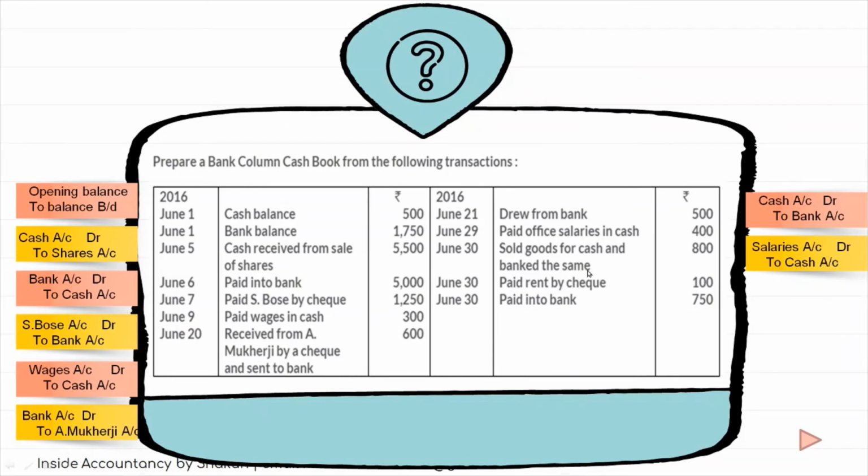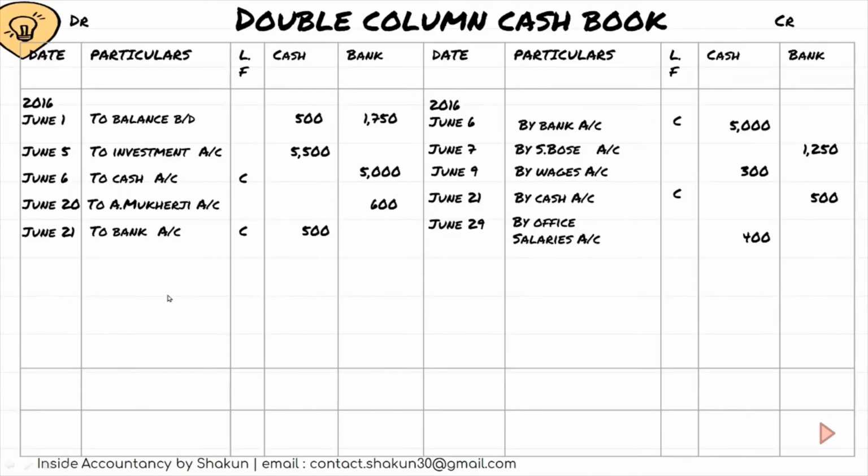So we are making cash sales, but we are depositing the cash into the bank. So cash will not be coming in the journal entry. Our entry will be bank to sales. Why bank to sales? Because the cash has been deposited into the bank. So bank is being debited in the name of sales. So in our cash book, bank will be debited in the name of sales. Therefore, 800 under bank column and in the name of sales, so to sales.